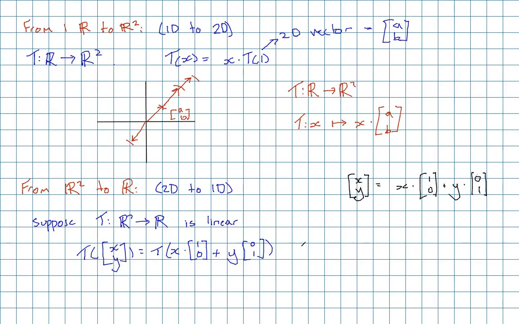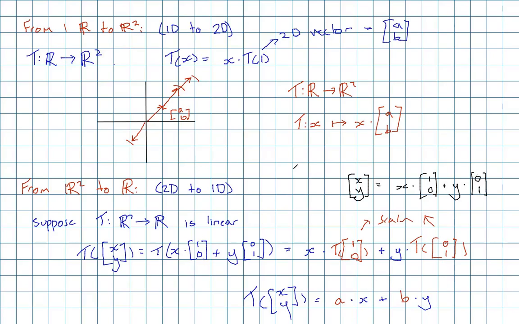And of course, using properties 1 and 2, we can distribute this out into x times T of (1, 0) plus y times T of (0, 1). Now these here are just scalars because T maps each two-dimensional vector to a scalar. So our general form is that T of (x, y) is equal to some scalar a times x plus some scalar b times y. Okay, and so this is actually the class of all linear transformations from 2 dimensions down to 1 dimension, because here you can see we have a vector and then we just have a sum of scalars, which is 1 dimension over here.